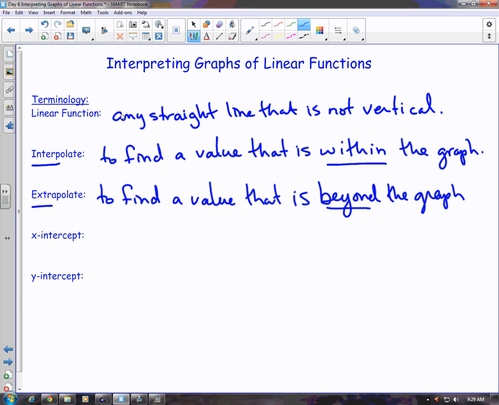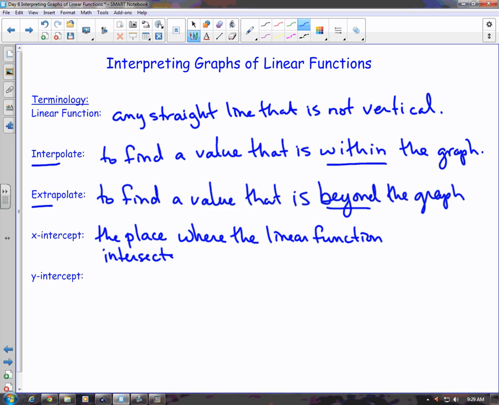So two more terms here: one's called the x-intercept and one's called the y-intercept. The x-intercept is the place where the line, and we might as well say where the linear function, intersects, and typically we're going to see where it crosses the x-axis. Technically, the term intersect doesn't mean cross.